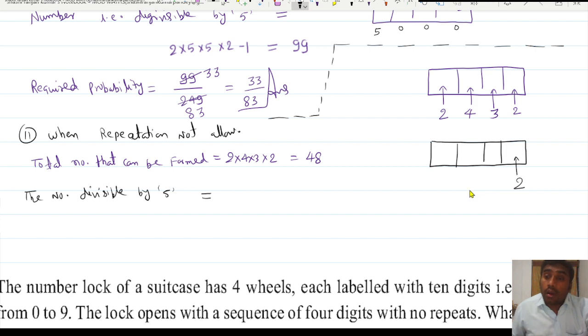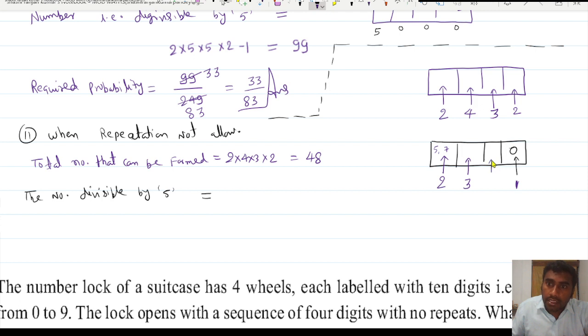Now we have to make two cases. In the first case, let us suppose we fix 0 at the unit place. How many ways can we fill the next place? We can put either 5 or 7, so we have two options. One digit is filled here, 2 digits gone, so how many digits are left? 3 digits. So to fill this we have 3 options.